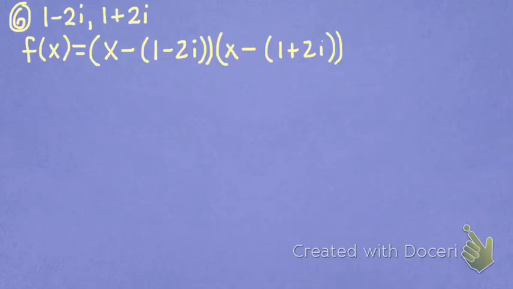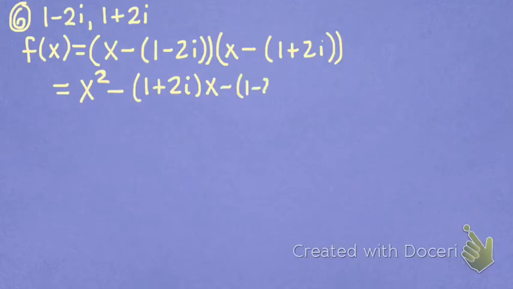Now pay close attention here, because this looks complicated, but it's a lot simpler than it appears to be. So if we FOIL this, we're going to do x times x and get x squared. And then we're going to do our outer product, which would be x times this 1 plus 2i over here. So we're going to do minus 1 plus 2i, just like if that was, say, 10. We would bring it over here as our coefficient for x. Then our inner pair is going to be minus 1 minus 2i x.